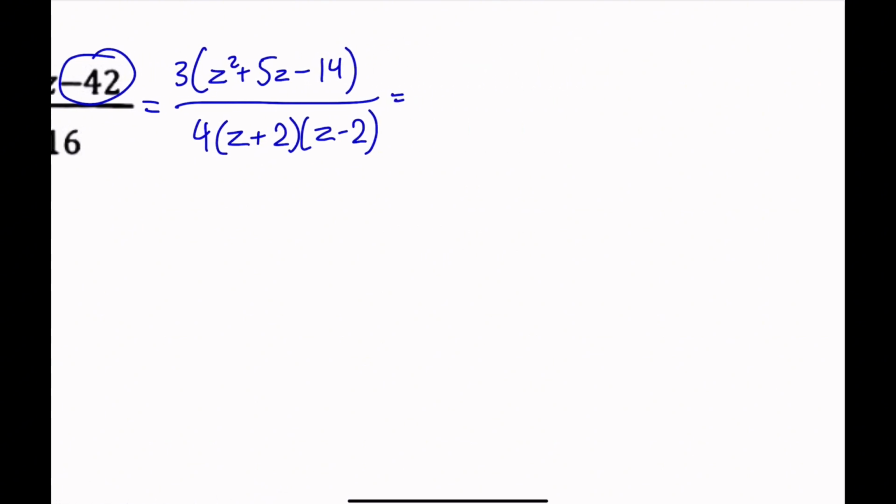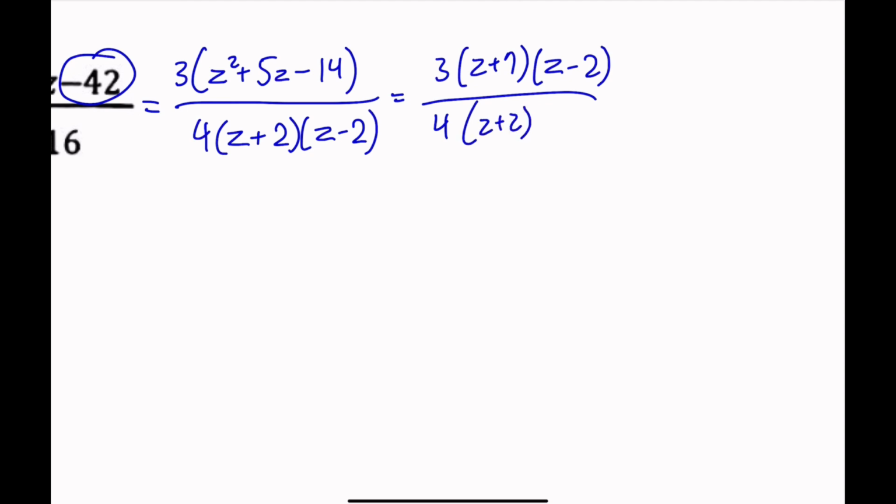Oh, I'll actually write the whole thing differently. This is going to be 3 times z plus 7, z minus 2 over 4 times z plus 2, z minus 2. Oh yeah, so these two cancel, and that's the only one that's left. So this is our answer. Let's try to write that again. 3 times z plus 7 over 4 times z plus 2. And so that's our answer.